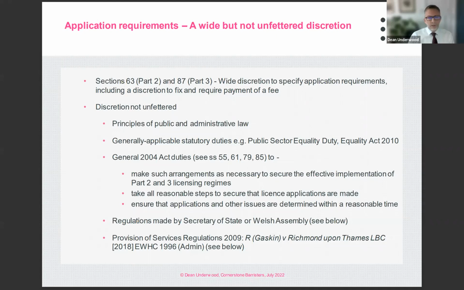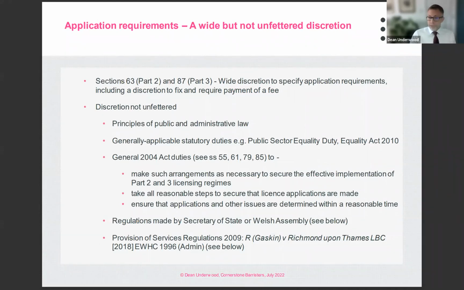Now, while that general provision is only subject in the 2004 Act to a further provision that says it is subject to regulations made by the Secretary of State, or in Wales, the Welsh Assembly, which we'll come on to in a moment, there is nothing in the provisions themselves that tends to limit the way in which that particular discretion may be exercised. While the discretion afforded by sections 63 and 87 is wide, however, it is nonetheless not unfettered, as the slide indicates, and is subject to various legal requirements and considerations.